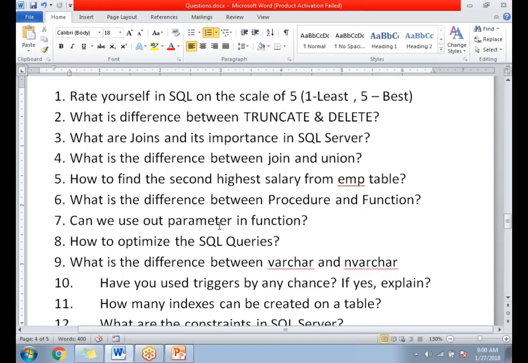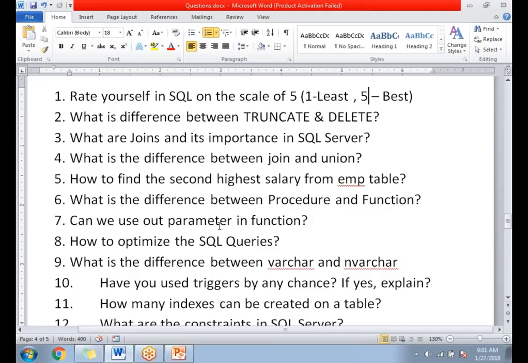Truncate deletes the entire data from a table in a single shot. There are no conditions we can apply while truncating the data from a table, and there is no commit or rollback concept in truncate scenarios. But with delete, you can delete all the table data in one shot, or you can delete row by row based on conditions. And again, the commit and rollback concept applies to delete.